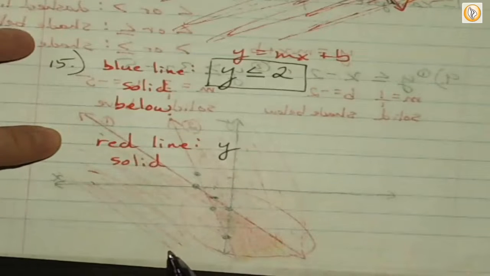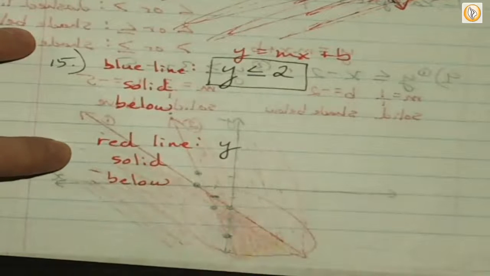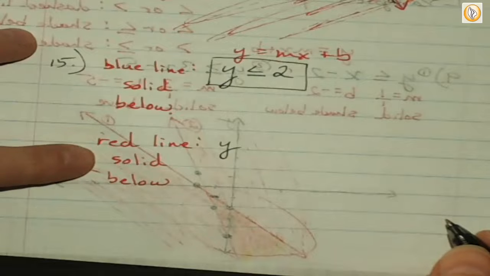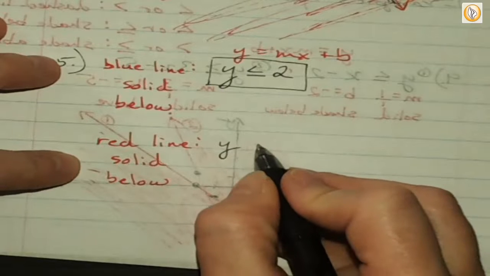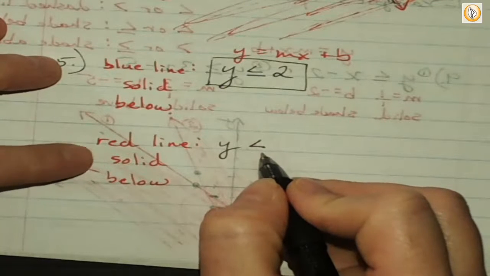Cecilia, is it shaded above or below? Okay, so what does that inequality look like, Cecilia? Is it greater than, less than, greater than or equal to, or less than or equal to? If it's a solid line and we shade below, what is the inequality that we're going to put there? Okay, so it's less than because it's shaded below, but it's solid, so what am I missing?